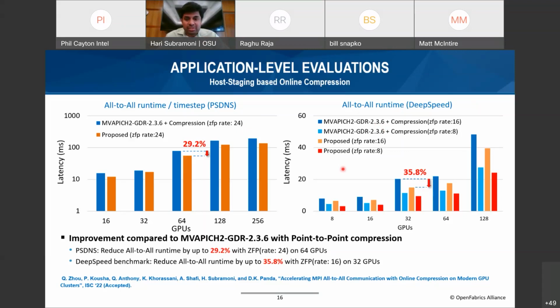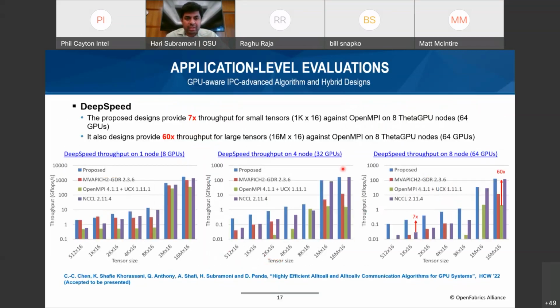I appreciate that. So going forward, this was the compression design. Here we are trying to compare the performance of the DeepSpeed application with the advanced GPU-aware IPC-based all-to-all design. We are comparing 4 separate solutions: the proposed solution, MVAPICH2-GDR 2.3.6, OpenMPI plus UCX, and NCCL 2.11.4. Note that there is no compression here. This is just a better algorithm that we are using.